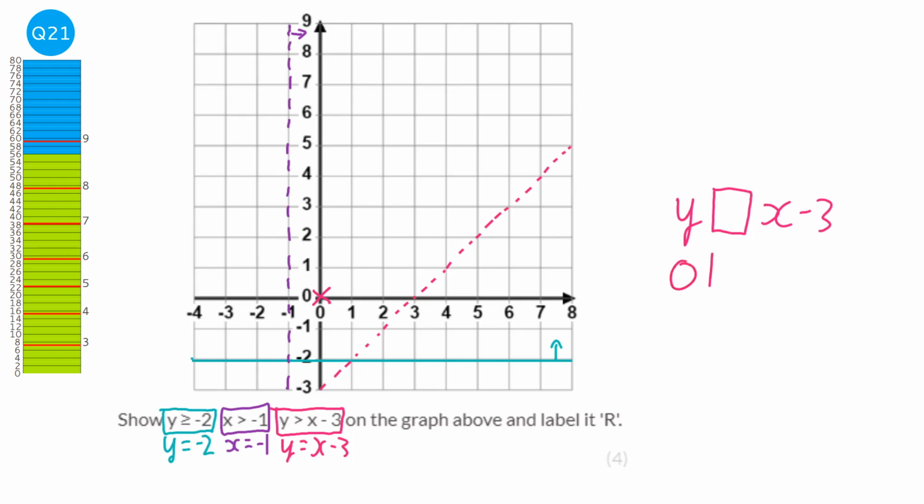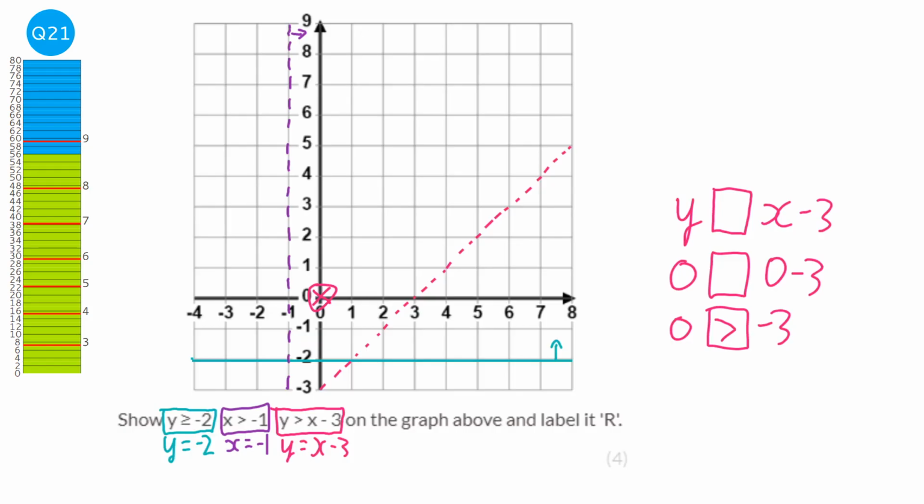So 0, blank, 0 minus 3. 0 take away 3 is minus 3. So what is 0 compared to minus 3? Well, 0 is greater than minus 3. And therefore, this coordinate is on the correct side, because if we look, we've got y is greater than x minus 3 is our region that we're looking for. So we're looking for that, that's good.